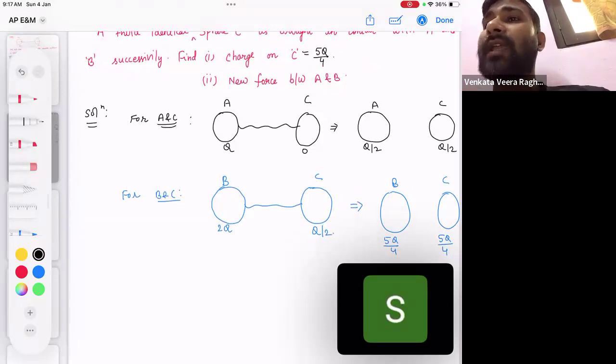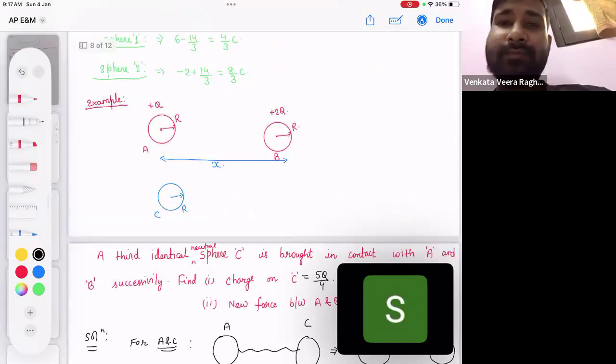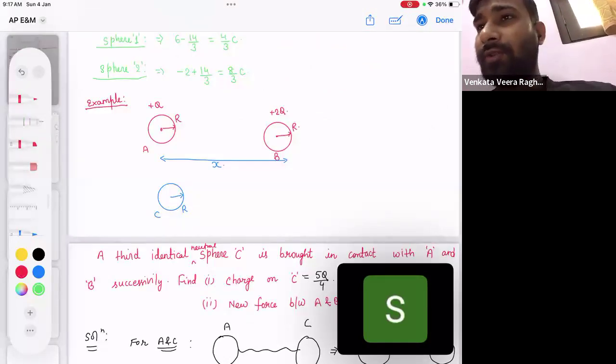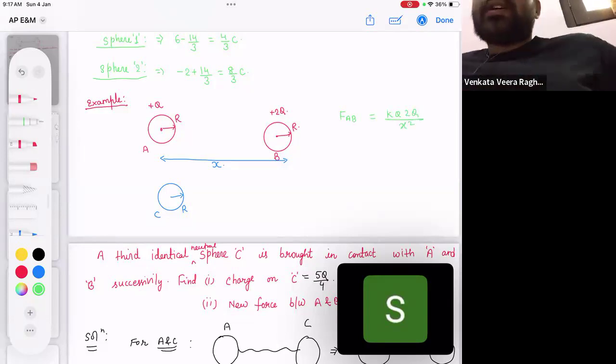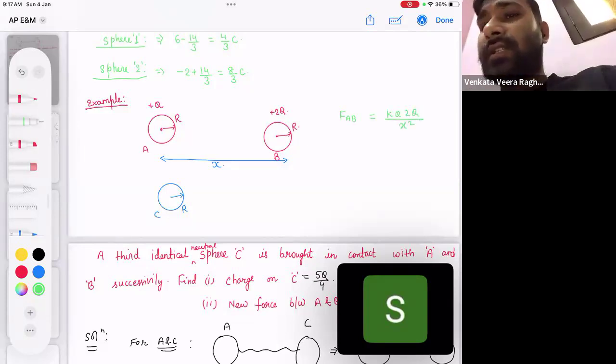Now the new force between A and B. What is the force between A and B right now? It is K Q 2Q by x squared. We did not change the distance.